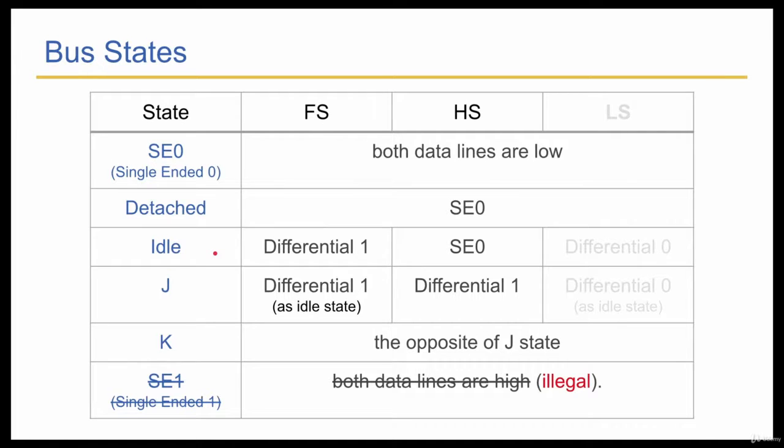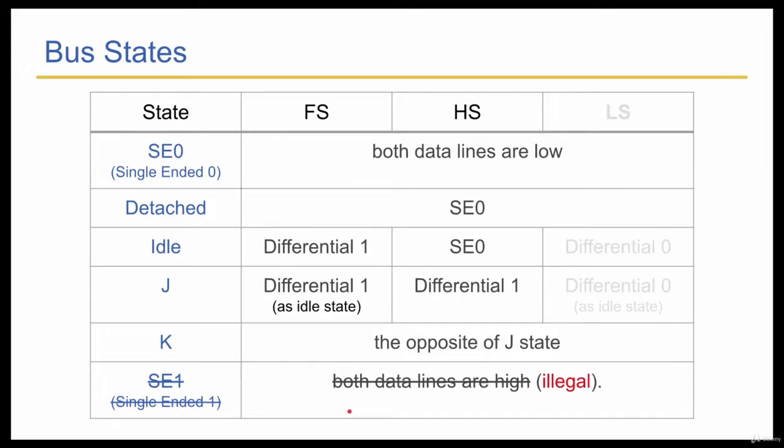Just you need to know now that one of the data lines is pulled up. And by this we can distinguish between the detached state when no device is connected and the idle state when a device is connected. Okay, so the next state now is SE1, single-ended one. And simply no USB developer or engineer should see this state on the bus. This is forbidden. So in this case, both data lines are pulled up or are high, and this should not be seen on USB at all.